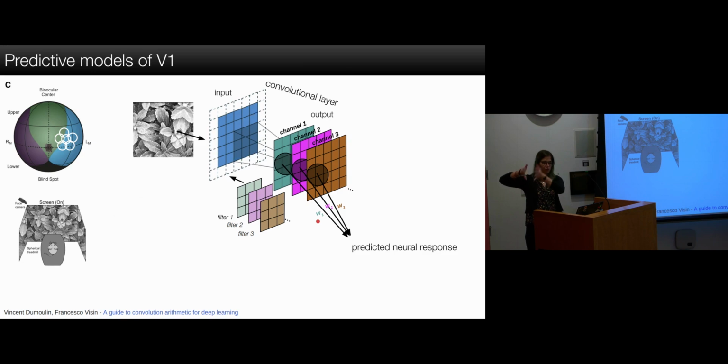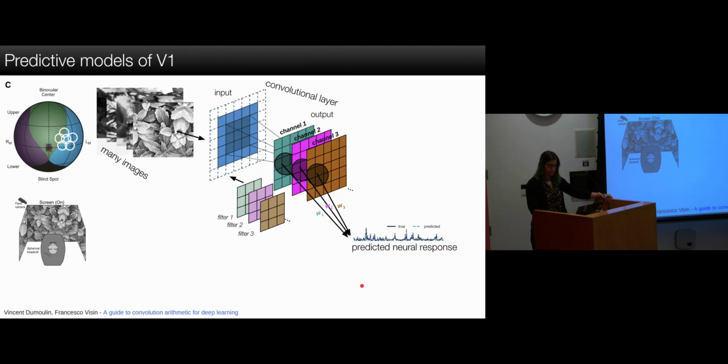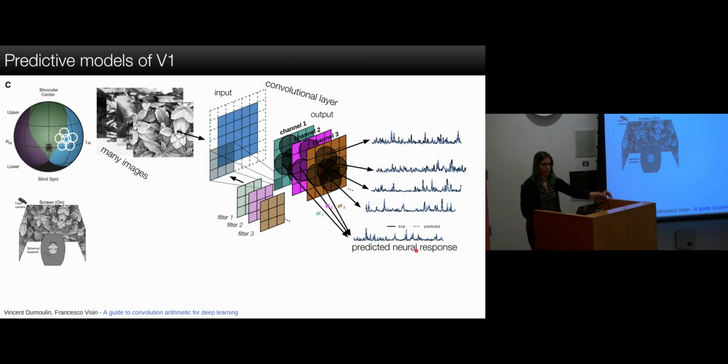You sum them up to create the predicted neural response. And so we show many images to the mice, like I told you. We compute the predicted neural response, this blue curve here. The true response is black. And in practice, we often fit lots of neurons simultaneously.